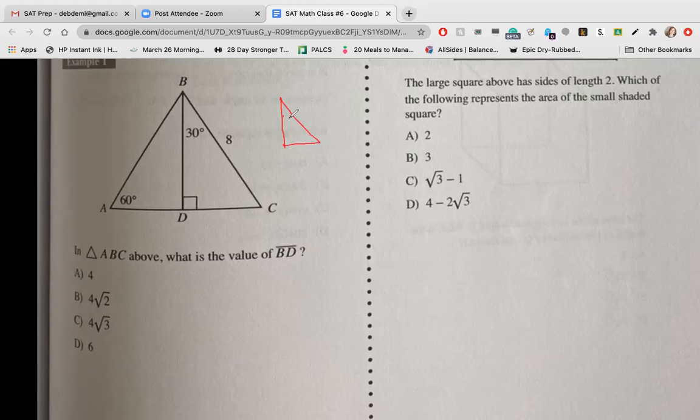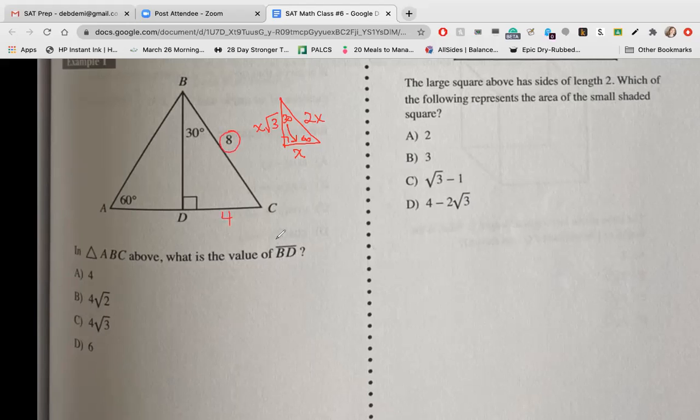Okay, so we have 30 and 60, 90. All right, so the ratio would be, if this is 2, I'm just trying to figure this out. How did we do this before? Let me look at that formula. The formula is, okay, this one's going to be x, this is going to be 2x, and this is going to be x root 3. All right, so that's how it works. So if you know the side opposite the 30, the hypotenuse is going to be twice that. If you know the hypotenuse, the one opposite the 30 is going to be half of that.